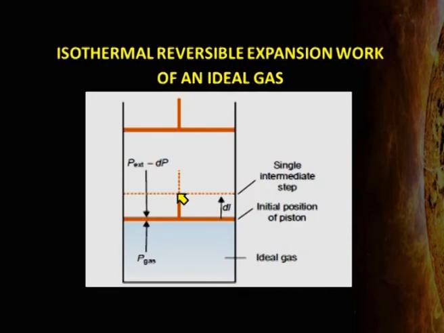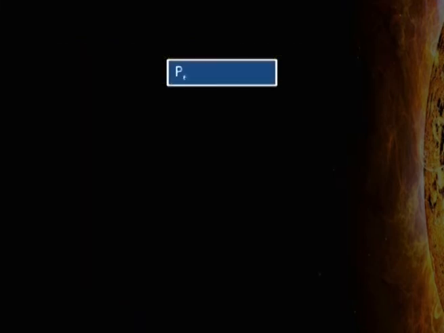To start with, the external pressure P external is arranged equal to the internal pressure of the gas, that is P gas, and the piston remains stationary. If P external is decreased by an infinitesimal amount dP, the gas expands reversibly and the piston moves through a distance dl. Since dP is too small for all practical purposes, P external is equal to P gas, which is taken to be equal to P.